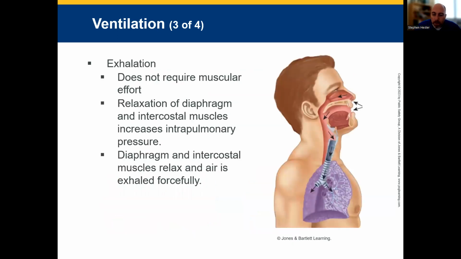Exhalation does not require muscular effort. The Hering-Breuer reflex is a feedback loop that prevents overexpansion of the lungs by terminating inspiration. So relaxation of the diaphragm and intercostal muscles increases intrathoracic pressure. And when the size of the thoracic cage decreases, air in the lungs is compressed in a smaller space and increases air pressure. So maximum expansion occurs when the diaphragm and intercostal muscles relax and air is exhaled forcefully as opposed to the normal passive process.